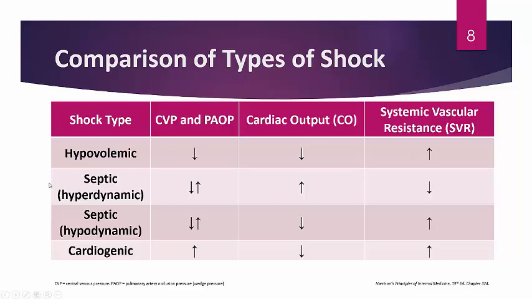Now, in distributive shock, which sepsis, as we said, was a type of, you can be either hyperdynamic or hypodynamic. Hyperdynamic, essentially, the big difference here is that your cardiac output is increased, because whenever you vasodilate, your body will want to compensate by pumping more blood out to the vasculature as a result of your vasodilation to maintain blood pressure. And that is how sepsis is in most cases.